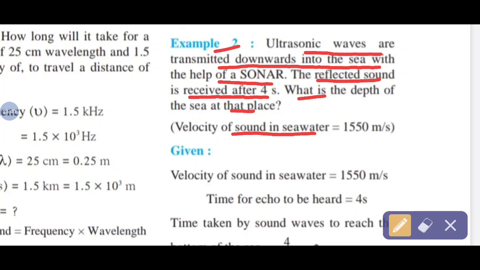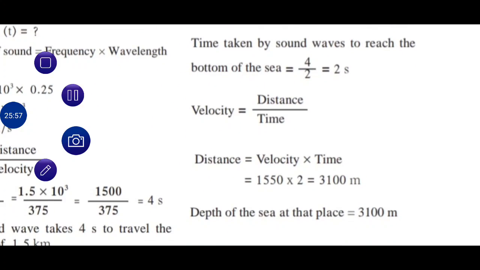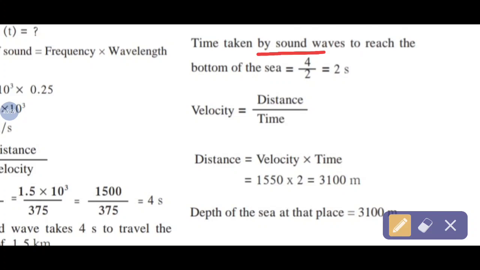The velocity of sound in sea water is already given in the bracket. Now write down the given first. Velocity of sound in sea water, that is given. Time for echo to be heard is 4 seconds. So the time taken by sound waves to reach the bottom of the sea is equal to 4 divided by 2. Why divided by 2? Because the same time is required from ship to seabed and seabed to ship. So 4 divided by 2, only 2 seconds required.